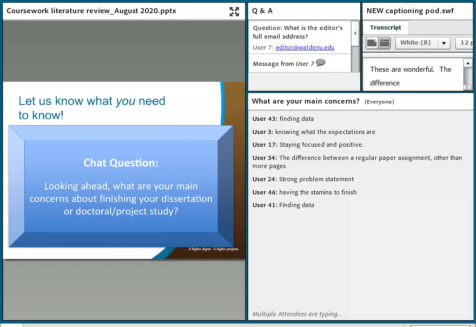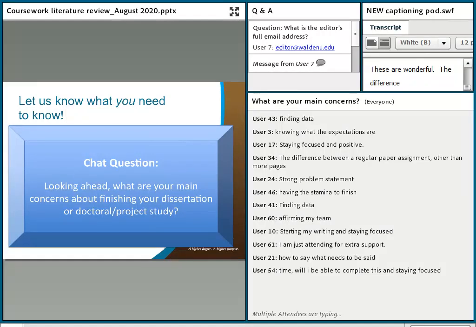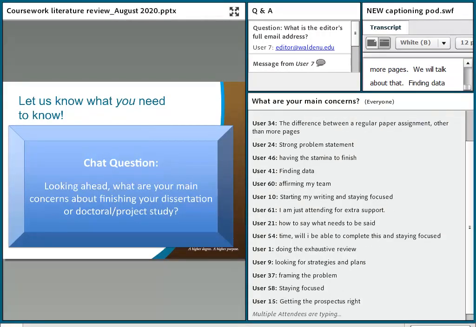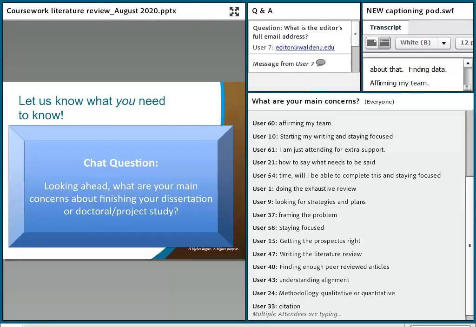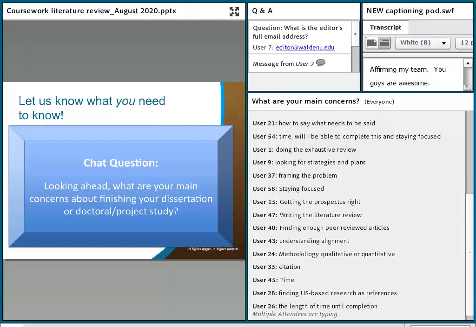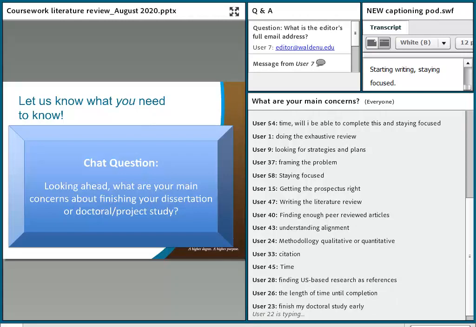Finding data, knowing what the expectations are, staying focused and positive. These are wonderful. The difference between a regular paper assignment and other than more pages, yeah. Strong yes. Oh, that problem statement. Having the stamina to finish. You've got it, but we'll talk about it.